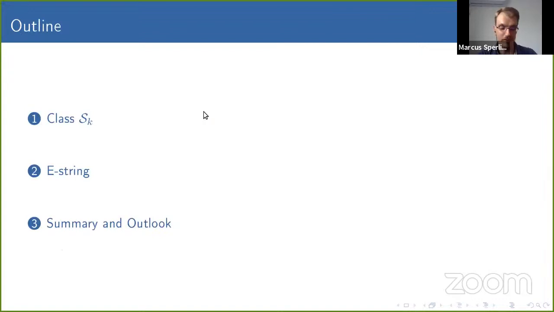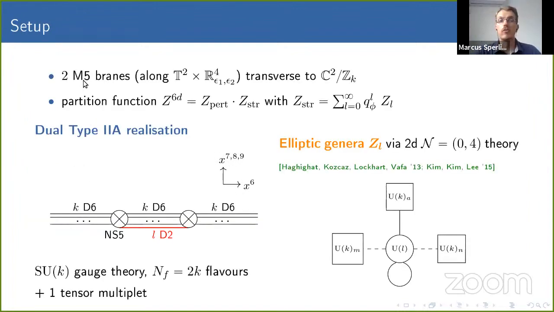Now, in the rest of the time, I would like to just illustrate some of these results in the two cases that we have already considered. So that's class SK, the example I've shown you before, and then I briefly show some results on the E-string. So starting with class SK, here it is more useful to use the M-theory or the type IIA brane realization. That means we now take two M5 branes, which are transverse to the A-type singularity, and we choose the worldvolume to be T2 times the four-dimensional omega background. The most technical thing that we do is we compute a partition function, which decomposes into a perturbative and an instanton piece, and the instanton piece can be expressed as a sum over the elliptic genera.